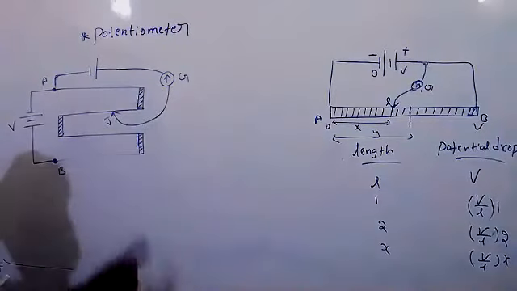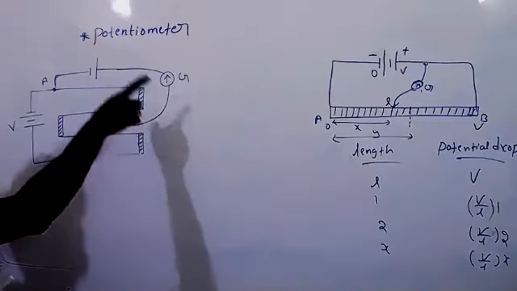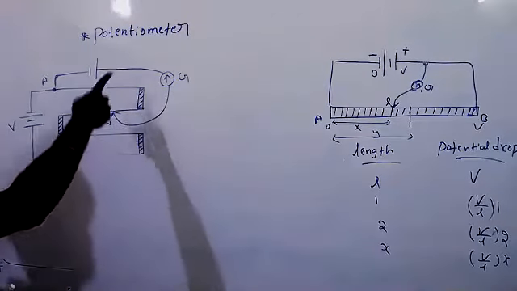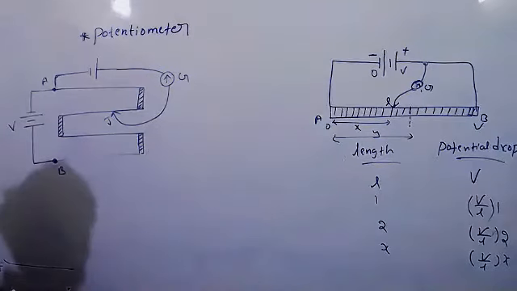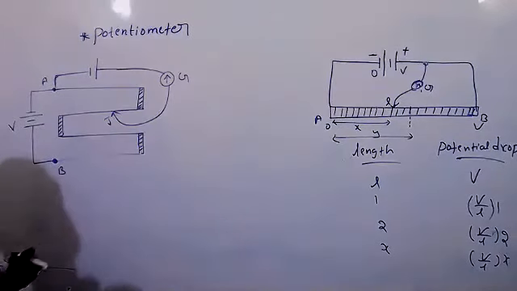But in the copper strips also current will pass. So there will be some resistance, so there will be a potential drop that we don't consider. It is a practical form.